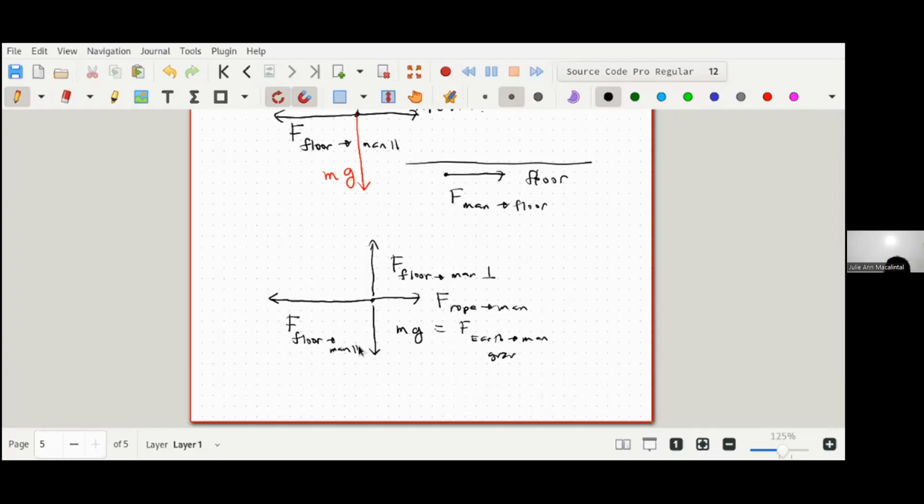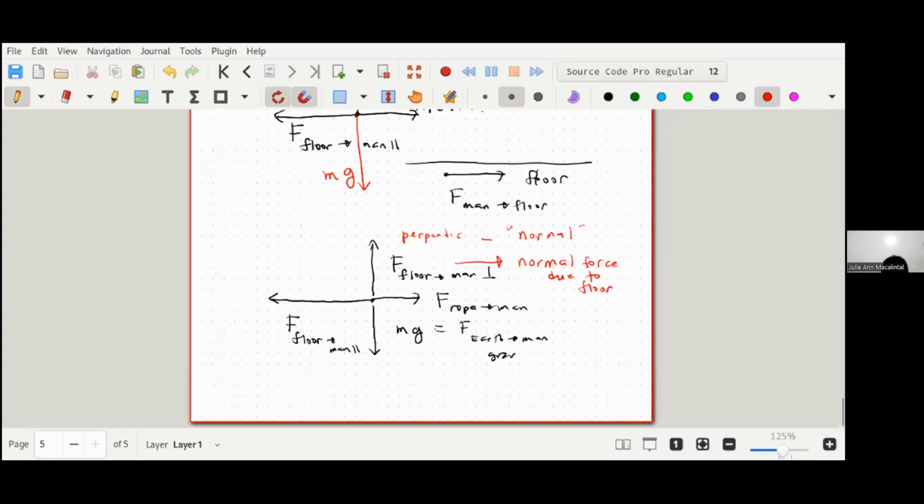Okay, so let's just see what we're talking about here. This force from the floor acting on the man, perpendicular to the surface of the floor, is called the normal force due to the floor. Kasi normal, in math speak, means perpendicular.